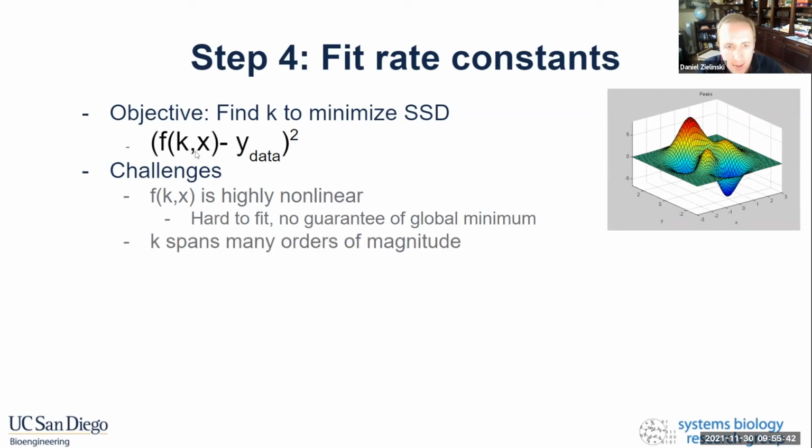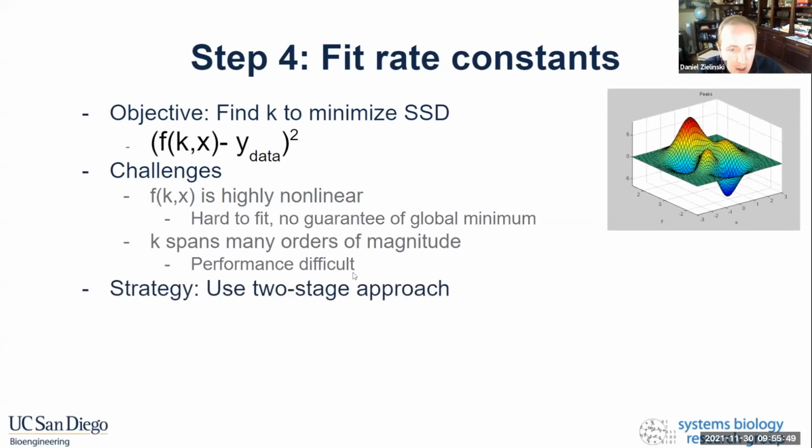And also, your Ks are going to be spanning many more orders of magnitude, which means you're going to have numerical performance issues. So to deal with this, to solve this in an efficient way, we use a two-stage approach. The first is we use a non-derivative based, very robust method called particle swarm optimization in order to find initial points that are kind of okay. So like kind of the start of some of these valleys. So particle swarm does that.